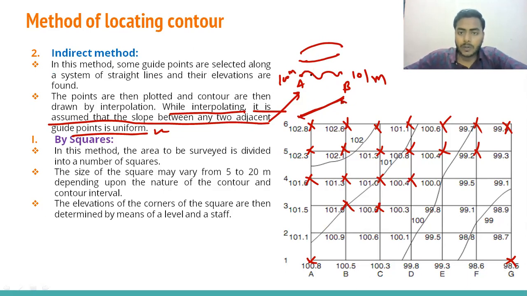It will show the ground like this. Suppose this is 100, 102.8; the ground will be like this here. Okay, this is 102.6, this will be like this. So the slope between any two adjacent guide points will be uniform. If we have taken the assumption that it is uniform, then we can do the interpolation.